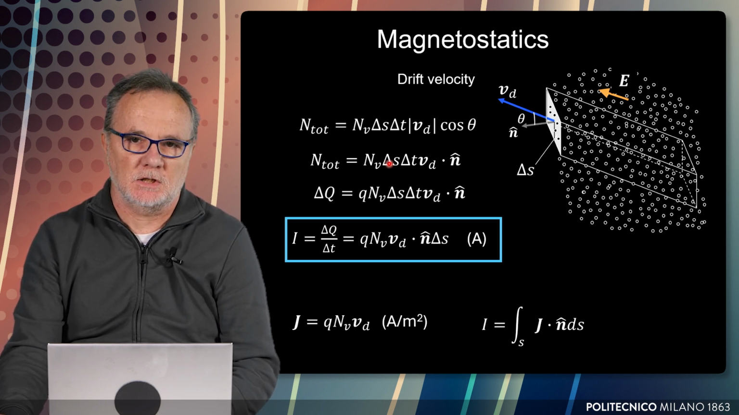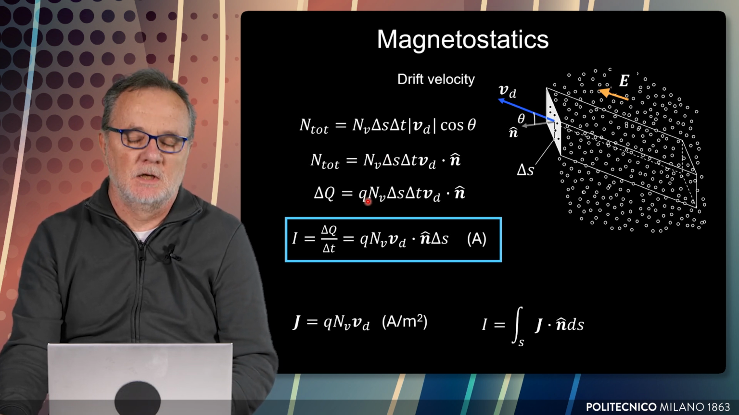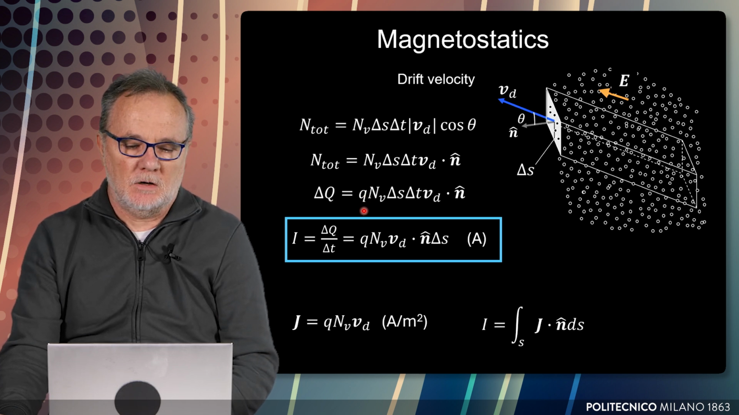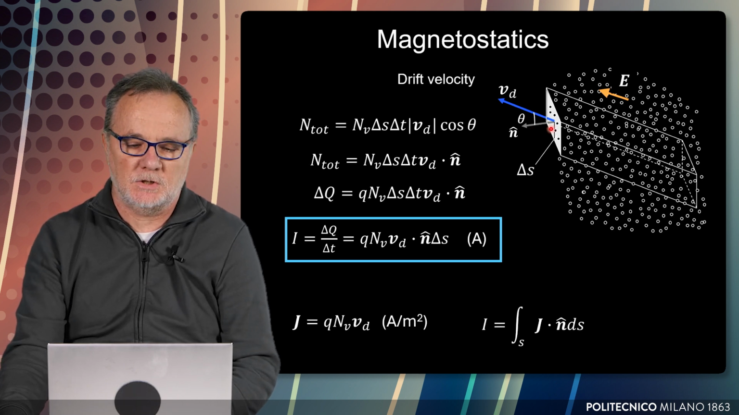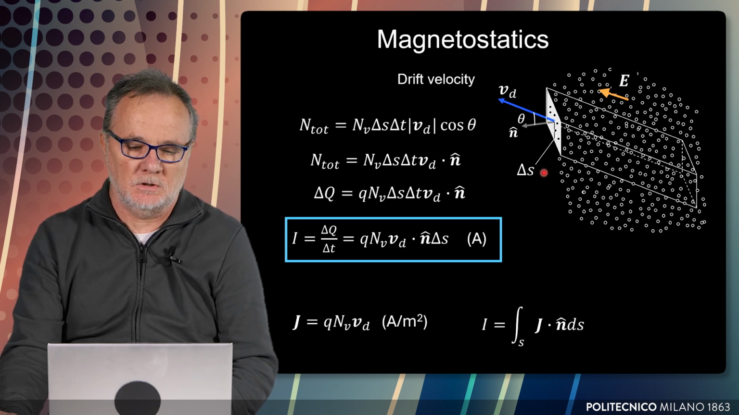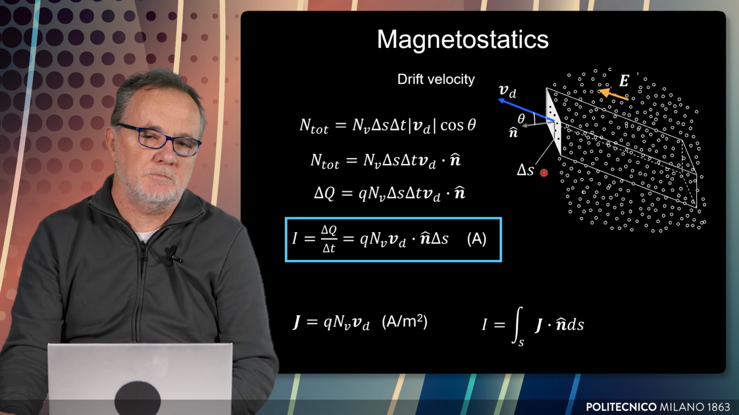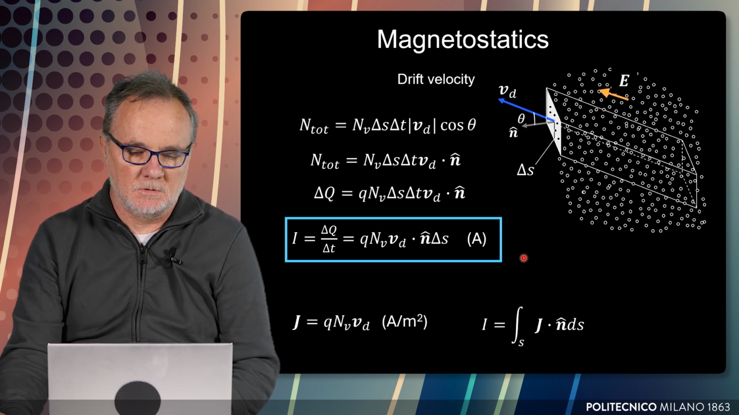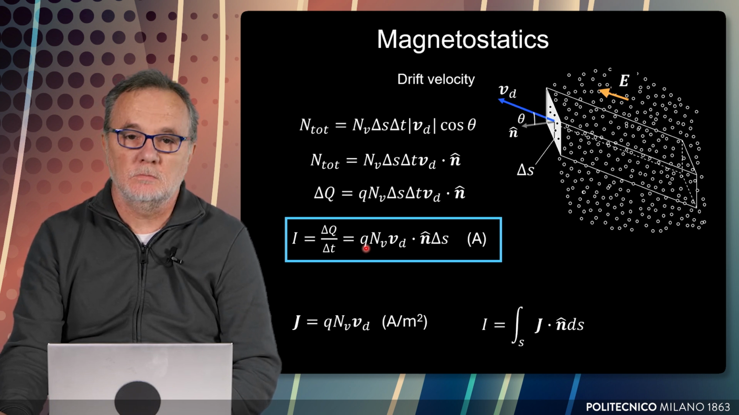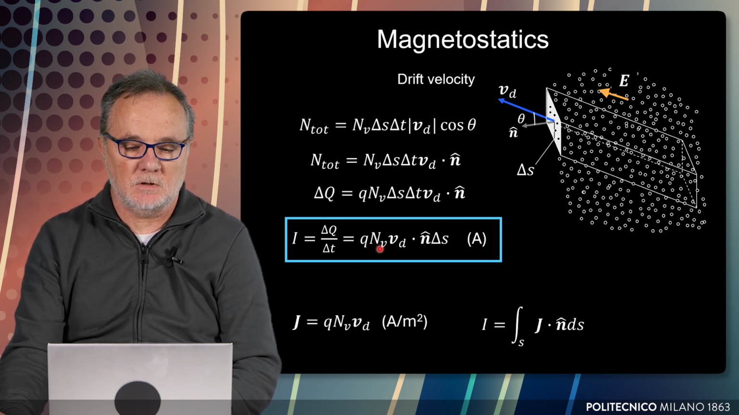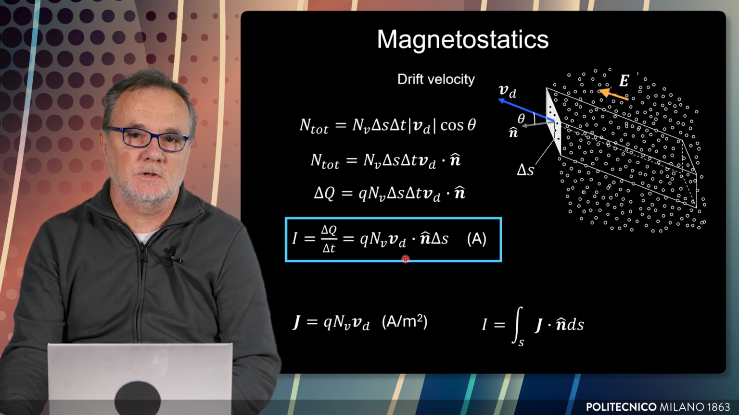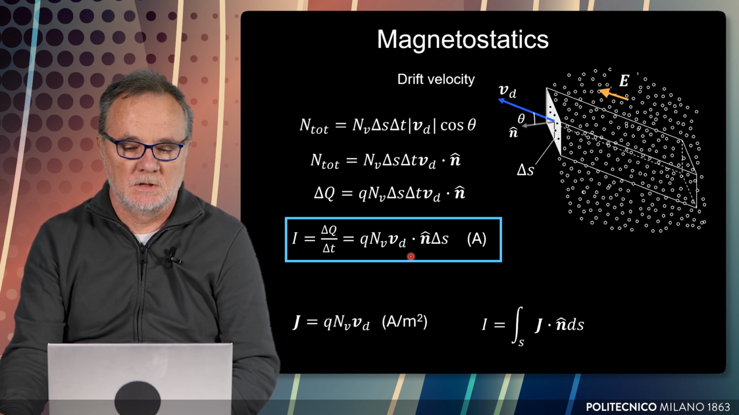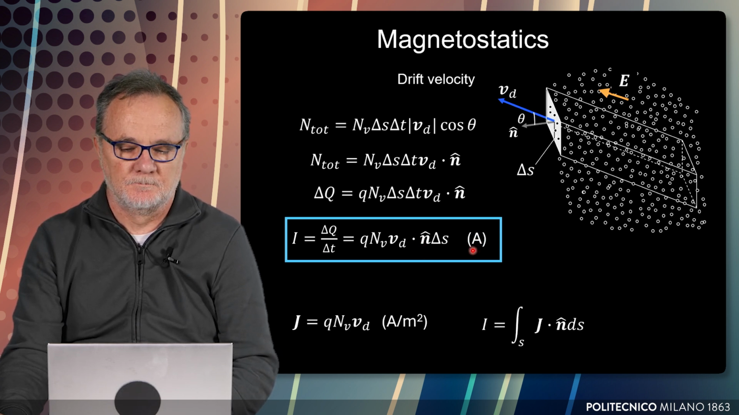And what is the total charge that crosses the surface? It is simply obtained by multiplying the previous expression times the value of the single charge. Now, the current that crosses the surface S, for us in the normal direction, is the total charge that crosses the surface divided by the time interval delta t. And it equals Q, the value of the single charge, times the number of charges per unit volume, times the projection of the drift velocity onto the normal unit vector to the surface. And this multiplies the area of the surface. The current is measured in ampere.